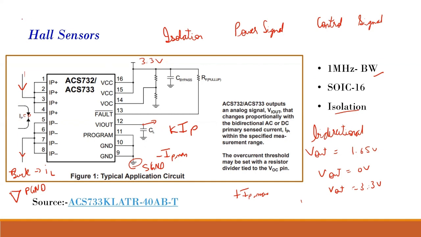Because what is happening is, this is my buck converter. This is my high side switch, low side switch, my inductor, my capacitor, my resistor. This is my input voltage, and this is my power ground. And this is my inductor current. The inductor current is flowing in the power ground, but this is a different ground. This is my signal ground. So the effects and noise of this side will not come to this side. That is why we use isolation.